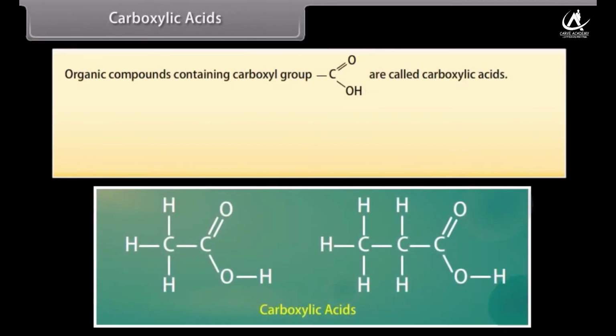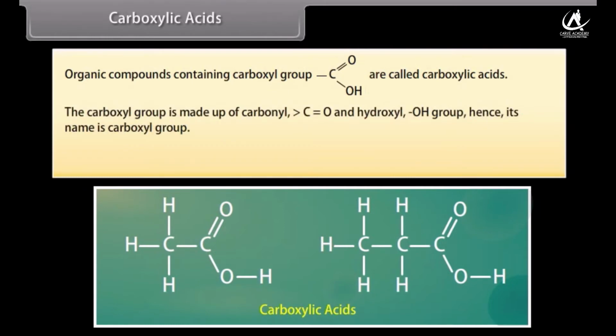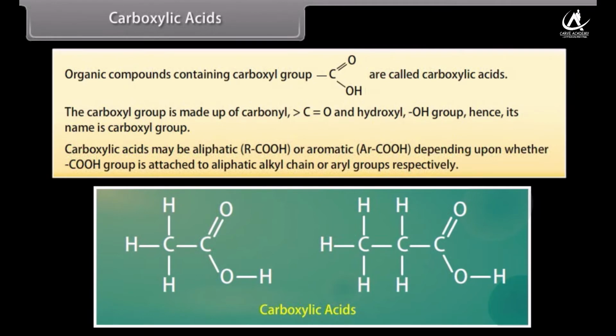Carboxylic acids. Organic compounds containing the carboxyl group are called carboxylic acids. The carboxyl group is made up of a carbonyl and a hydroxyl group, hence its name carboxyl group. Carboxylic acids may be aliphatic or aromatic depending upon whether the carboxyl group is attached to an aliphatic alkyl chain or aryl groups respectively.